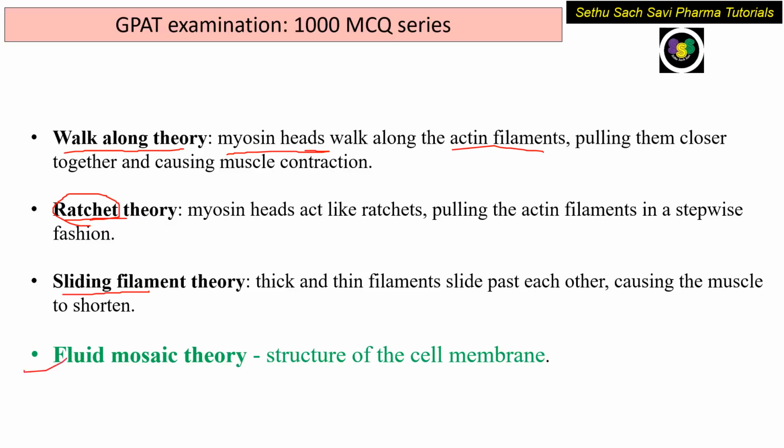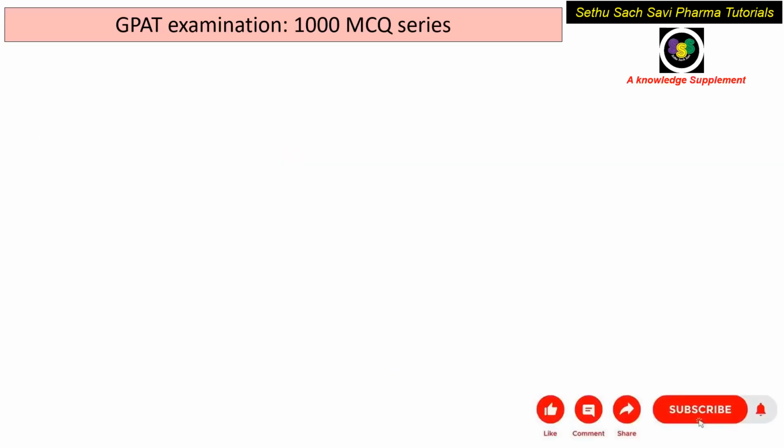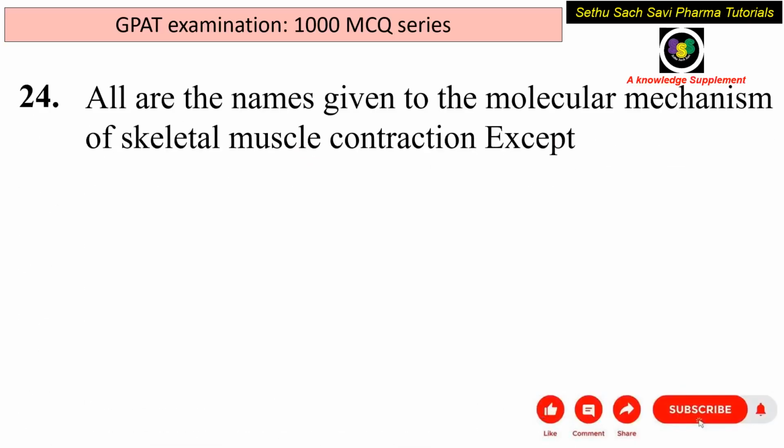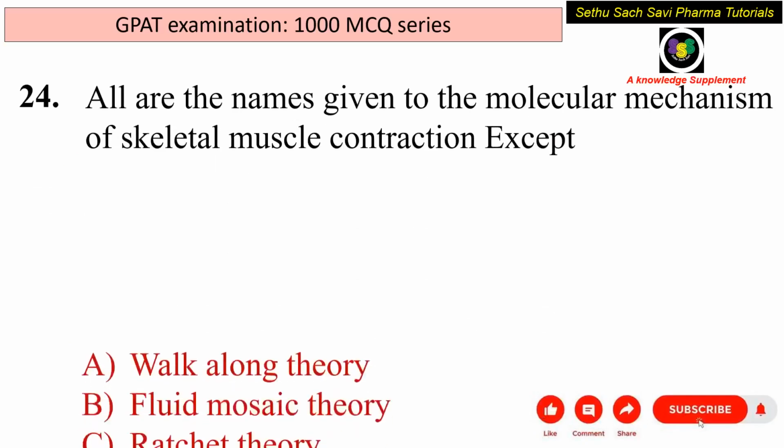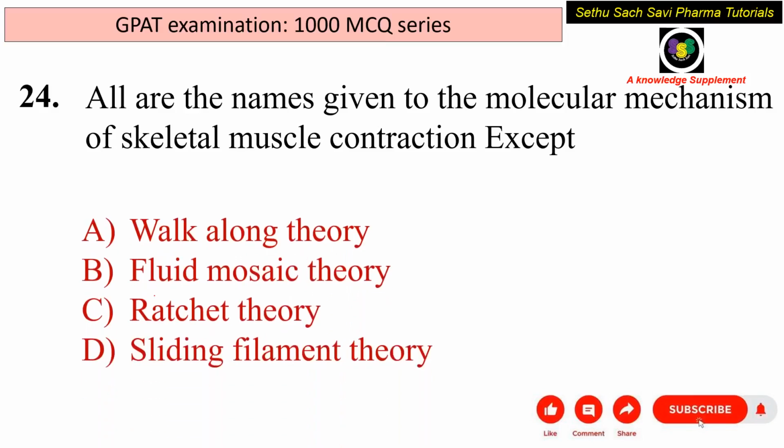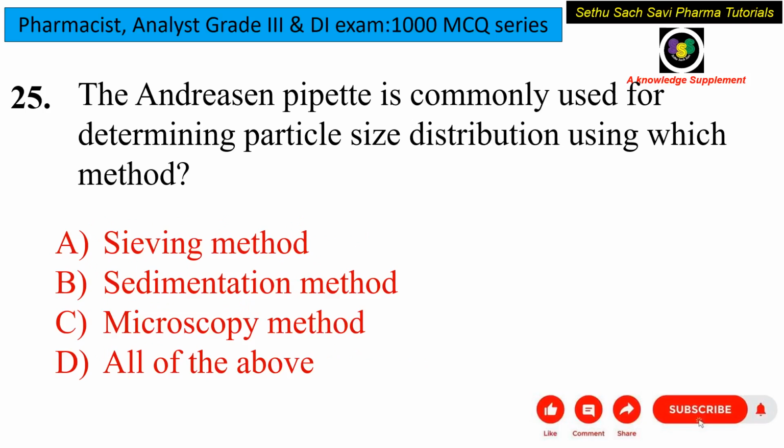While fluid mosaic theory explains the structure of the cell membrane. So what will be the answer? All the names are given to the molecular mechanism of skeletal muscle contraction except fluid mosaic theory. It is a theory for the cell membrane. Now, coming to the last question of the day.